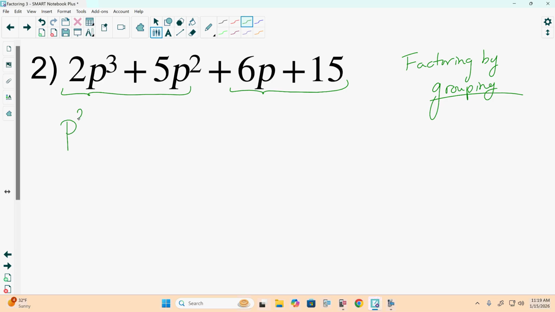So what I can say is p squared is a common factor between 2p cubed and 5p squared, yes? And if I factor p squared out of 2p cubed, we still have the 2, but the p is going to go from p cubed to just p. We can see that there, yes? Plus, if I factor p squared out of 5p squared, we're left with plus 5. We good with this so far?